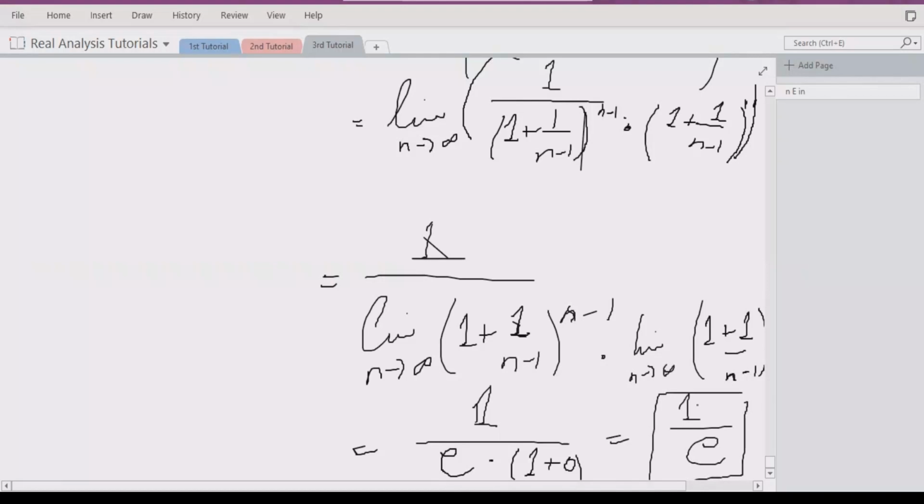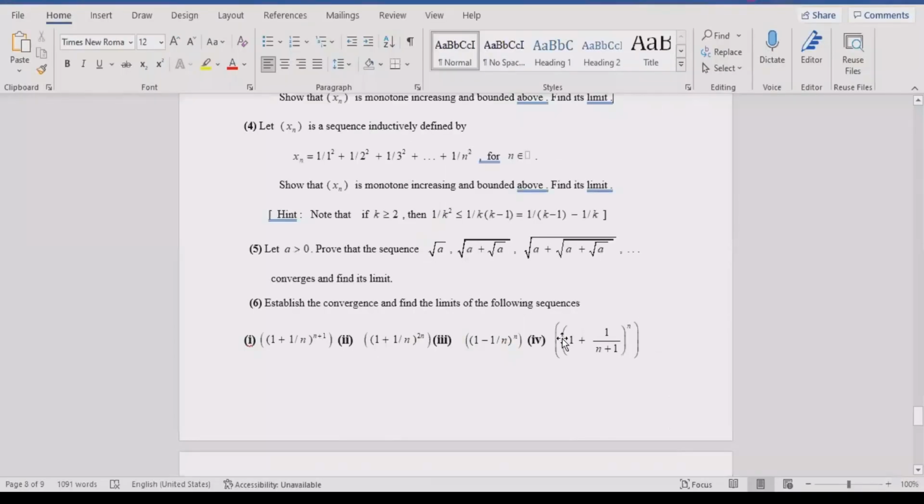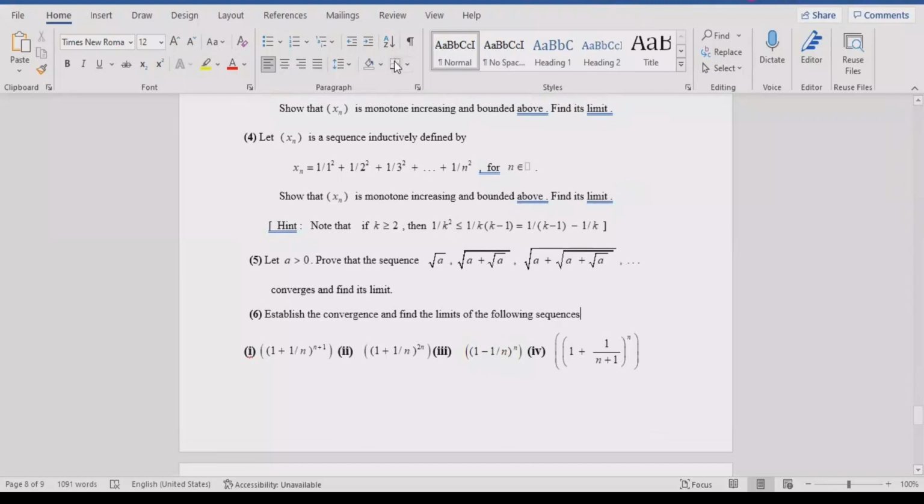This is okay. So do part D by yourself. It's very easy. Let me show you: 1 plus 1 over n plus 1, to the power n. You just have to add or subtract n plus 1 and minus 1 in the power, split the n plus 1 term and the minus 1 term, and you get your answer. So I hope you can do it well.